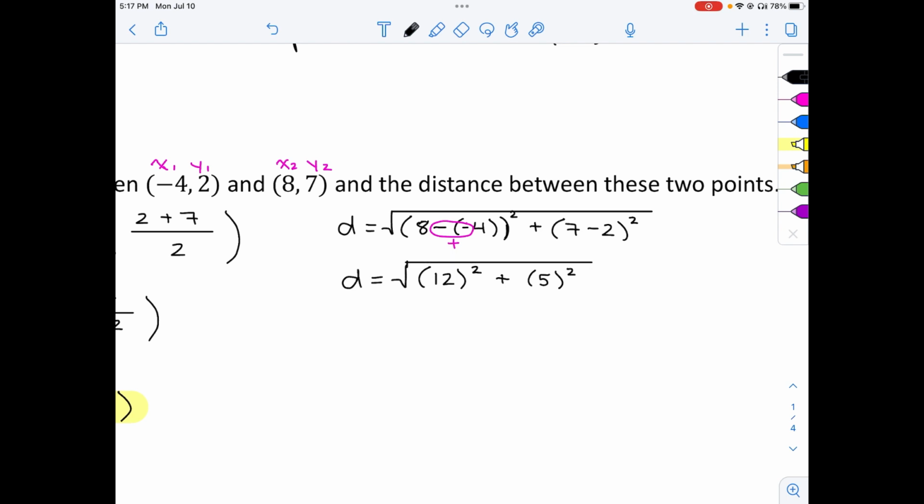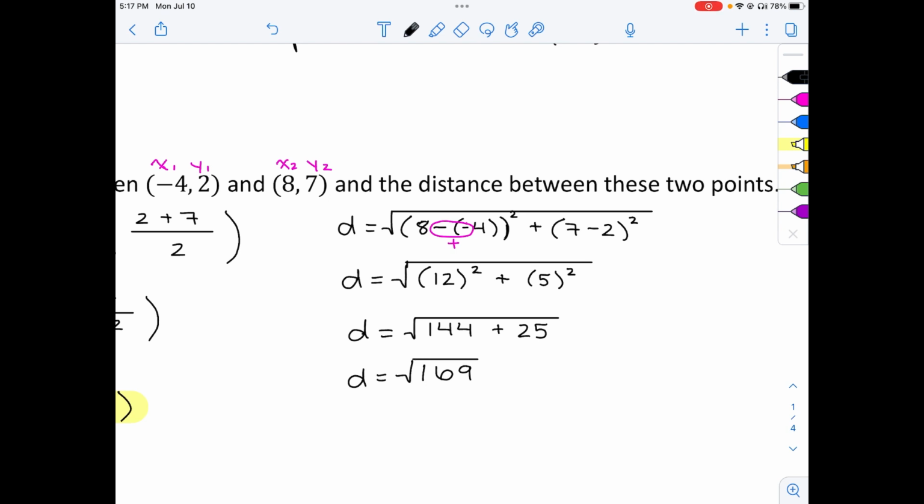rooting the whole thing. I'm going to show every single step here, but as you get comfortable with doing this, it's okay if you skip a few in between steps. Like, I would show this step at least, but if you don't want to show this next one that I'm writing, that's fine. So now I'm going to evaluate both. So 12 squared, 12 times 12 is 144. And then we are adding 5 squared, which is 25. Okay, so then I'm going to add those two numbers together, and I have the square root of 169.